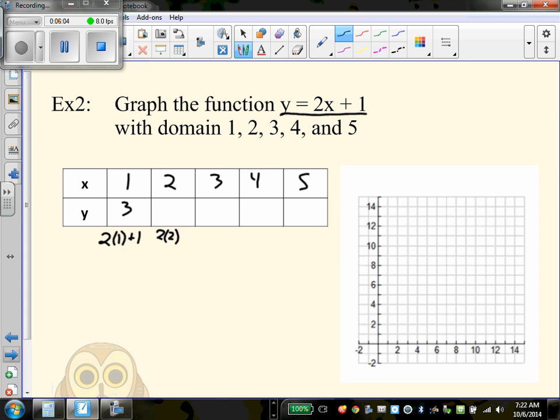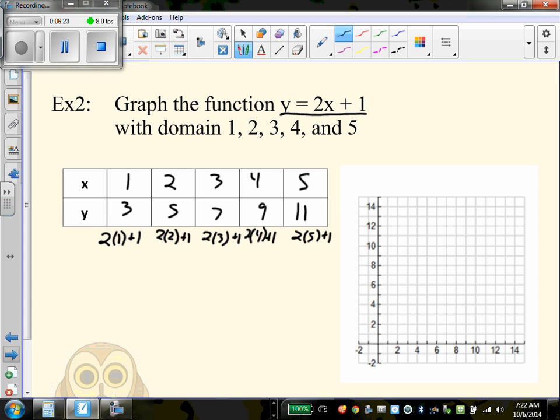2 times 2 plus 1, that's 5. 2 times 3 plus 1, that's 7. 2 times 4 plus 1, that's 9. And 2 times 5 plus 1, that's 11. We have our points to graph now.